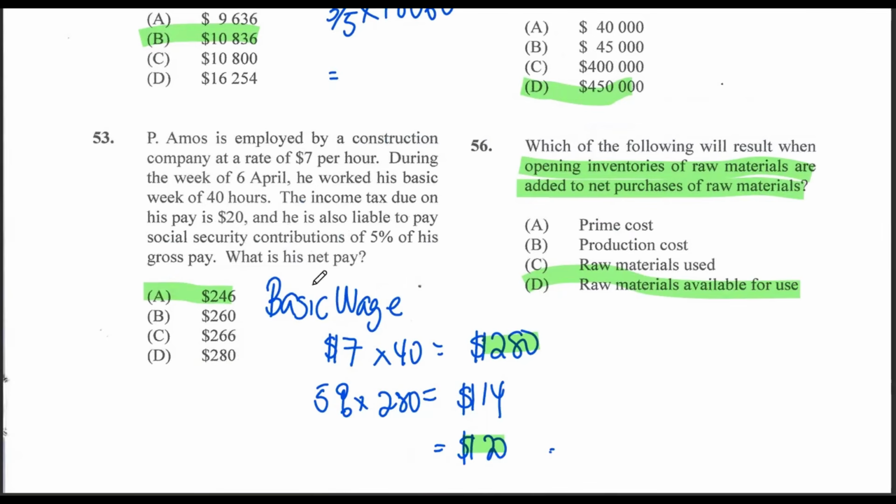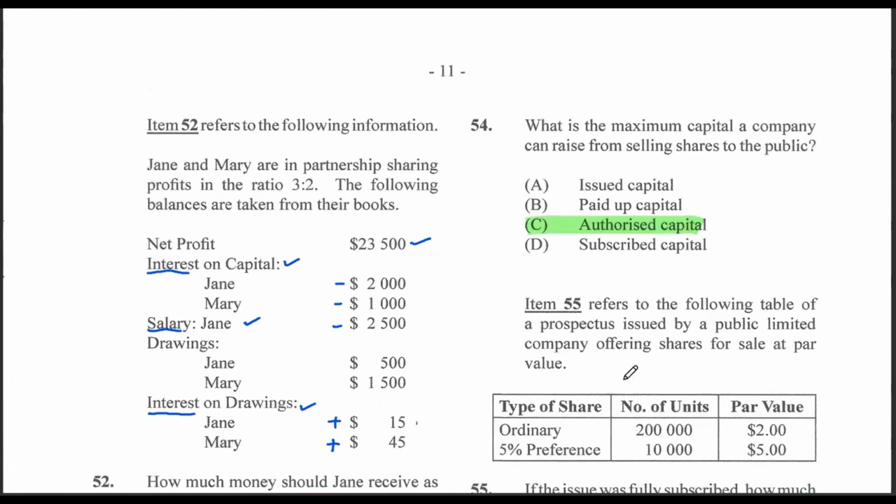Well, payroll question. Basic wage, $7 by 40, is going to give us $280. 5% of this will be going towards his Social Security contributions. That's $14. And another $20 has to be paid. So basic pay of $280, subtract his deductions of $14 and $20, is going to give him a net pay of $246. Good. Moving on to question 54.